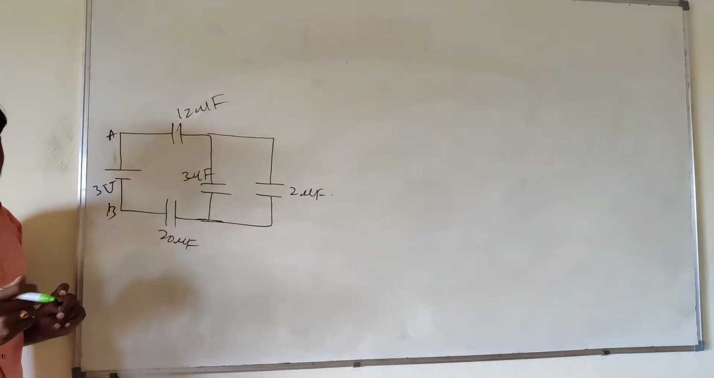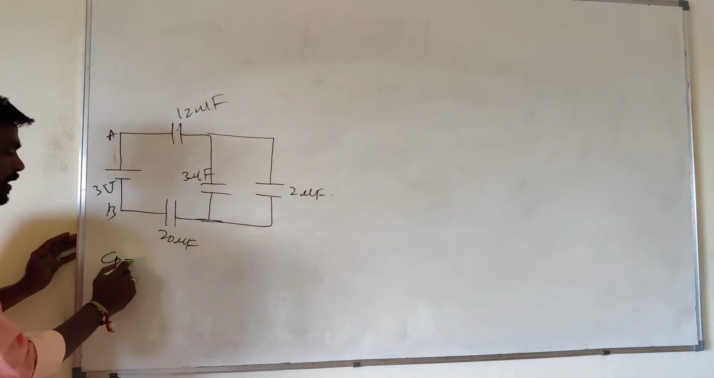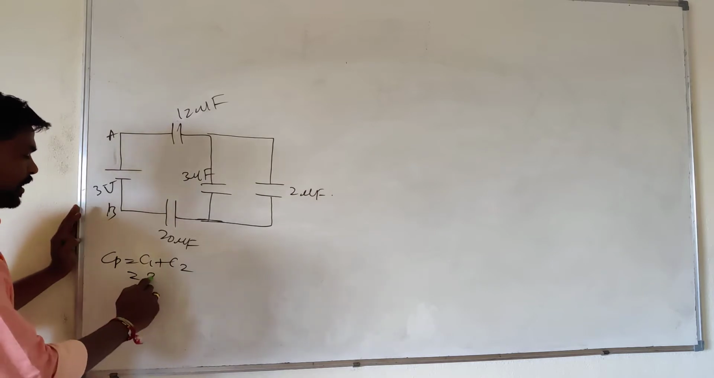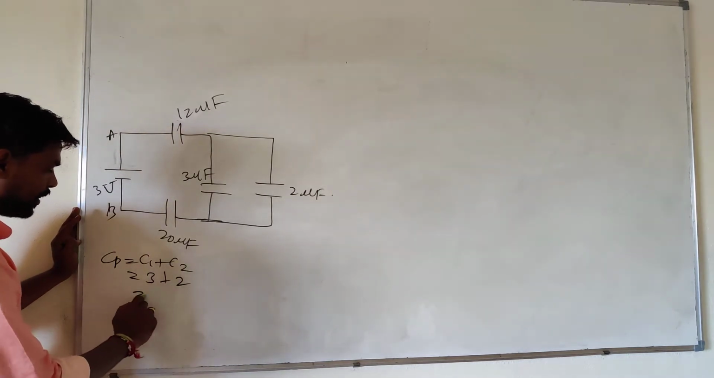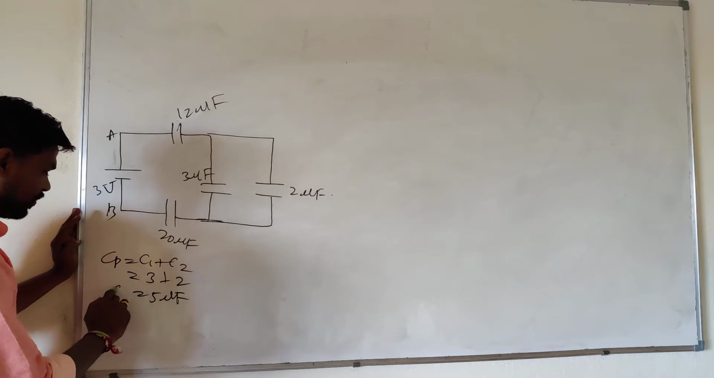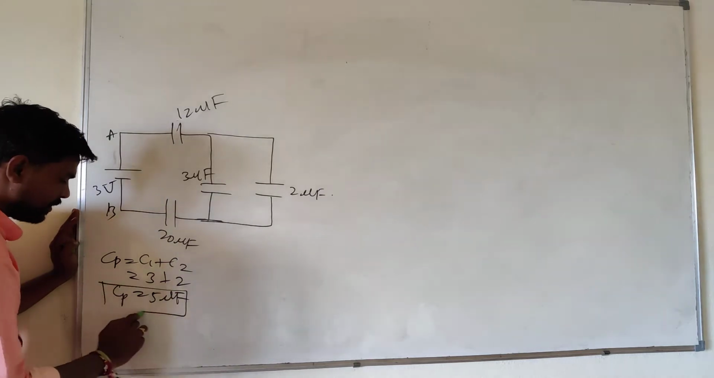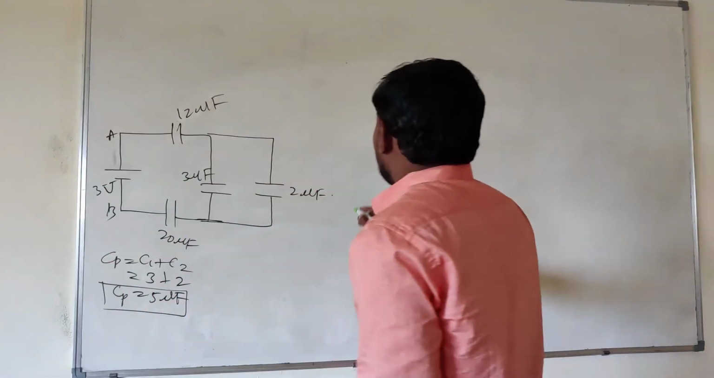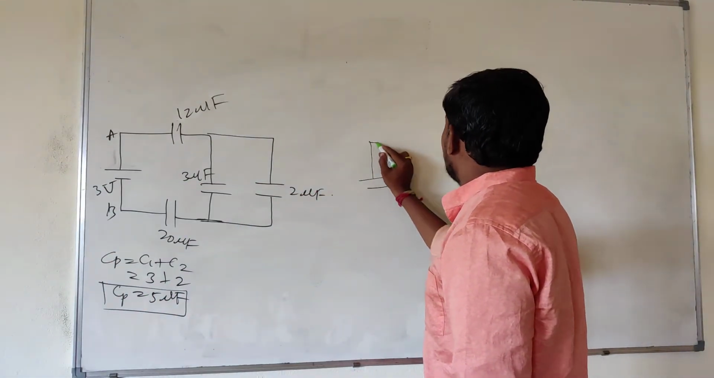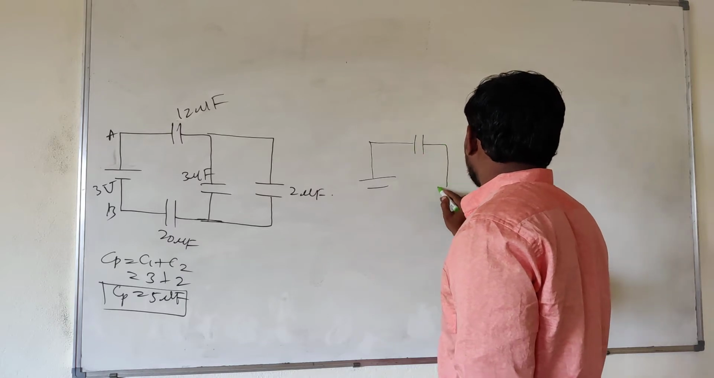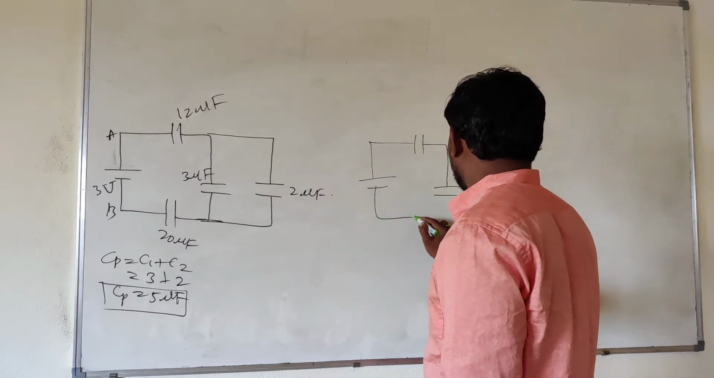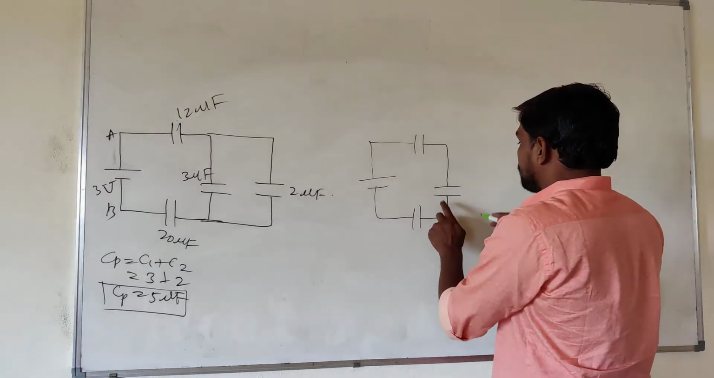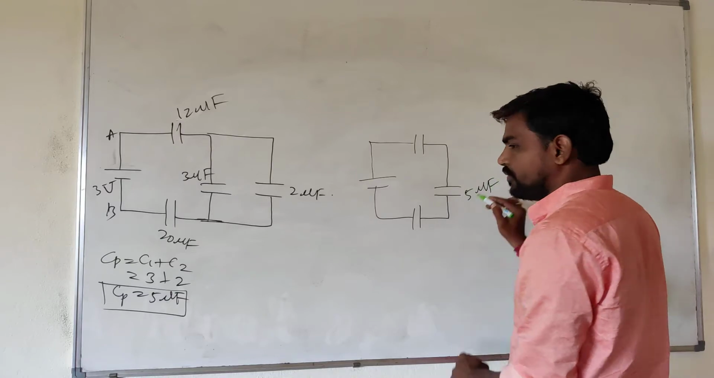So parallel means what? Cp is equal to C1 plus C2, right? So 3 plus 2. How much does it become? 5 microfarad, right? So this capacitor now becomes 5 microfarad.